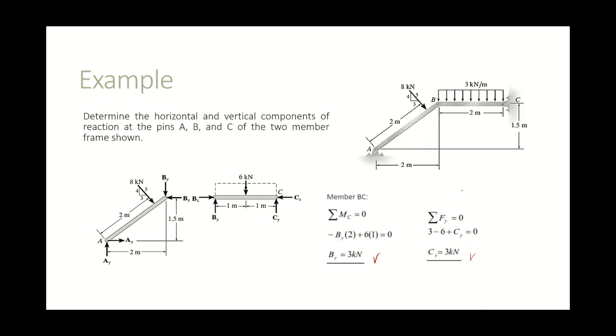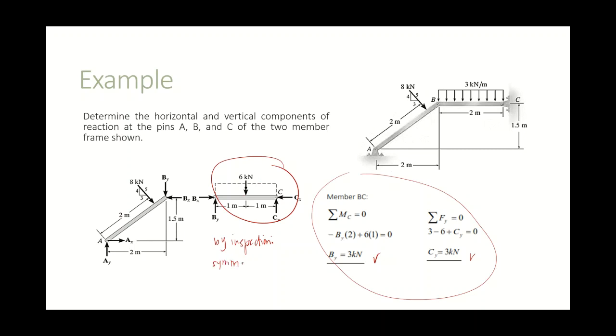Or, again, you may not write this one, you can put it by inspection. Since this segment is symmetrical, it means equal. When the 6 is equally divided between BY and CY, BY is 3 kilonewton. So, it's up to you. You may write this down or this. Let's go to the next.